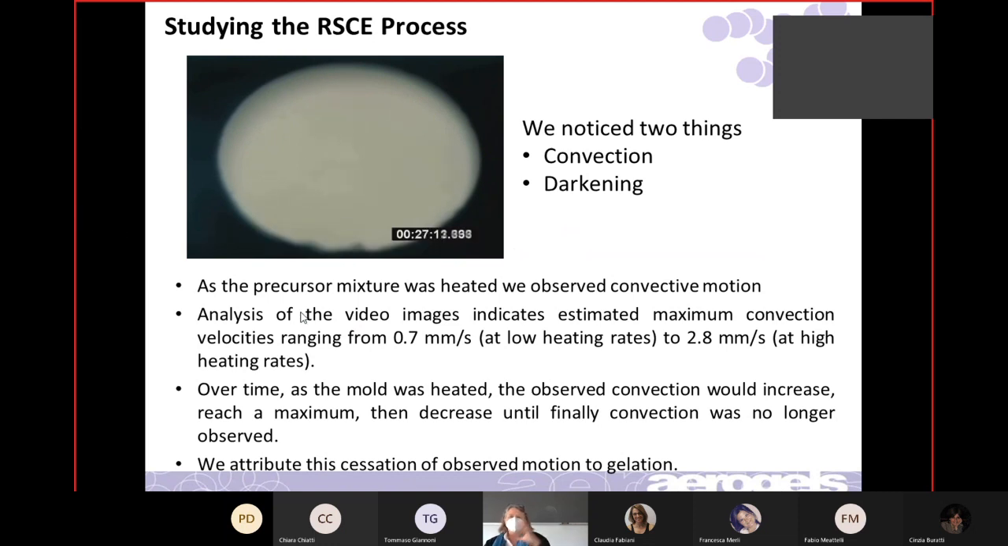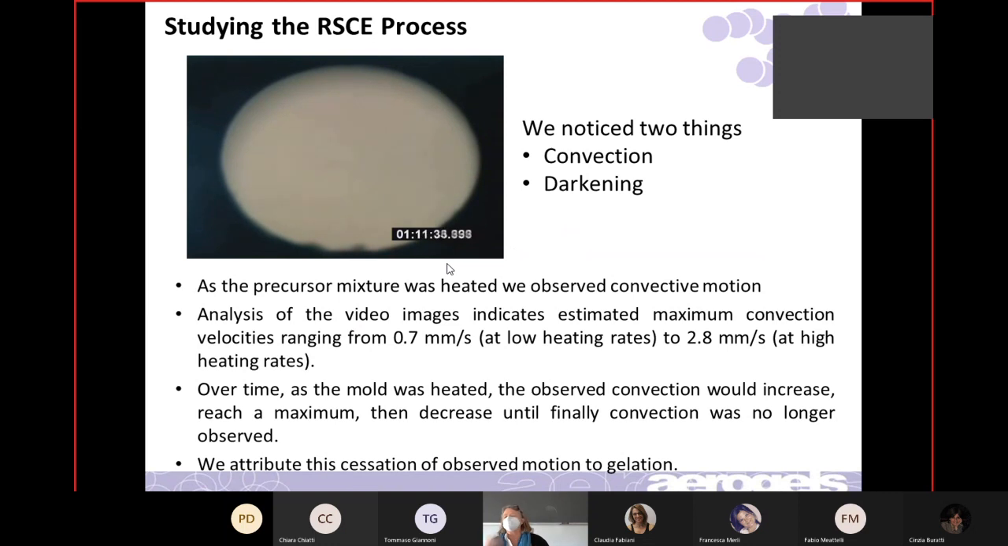We looked at the video images and estimated convection velocities of around 1 millimeter per second. And we distinctly would notice it would stop moving, which we said, that's when it's gelling. It was a way for us to tell when it was gelling. And then we also noticed this darkening, which becomes even more obvious as you go along. We had seen darkening before in other studies, but we didn't have independent recognition of it.